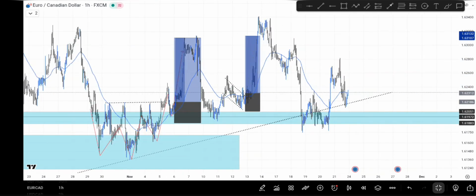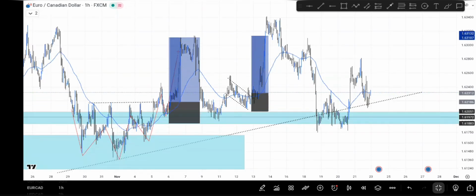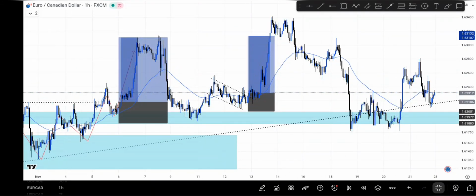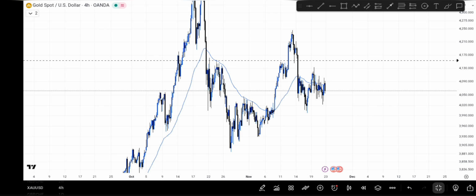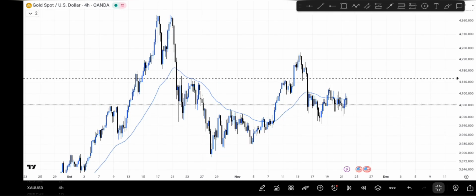So guys, that's my analysis on the Euro card. The next on our list is gold. I took a buy trade, but I would rather say it's a sell trade because I missed the buy. So let me take you through that first. So guys, this is gold, and I'm going to make my analysis on gold.